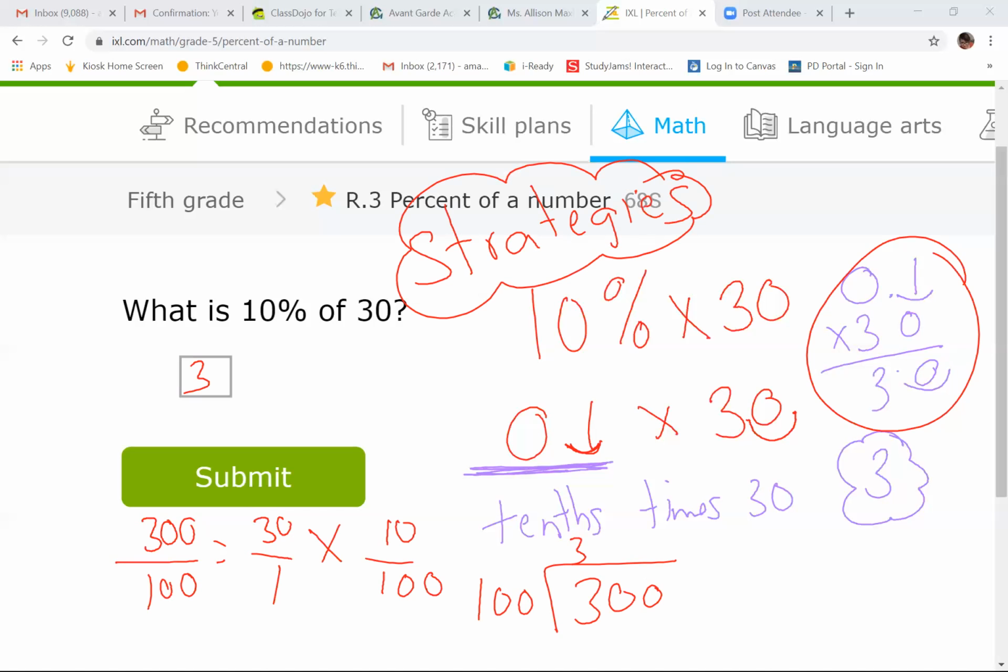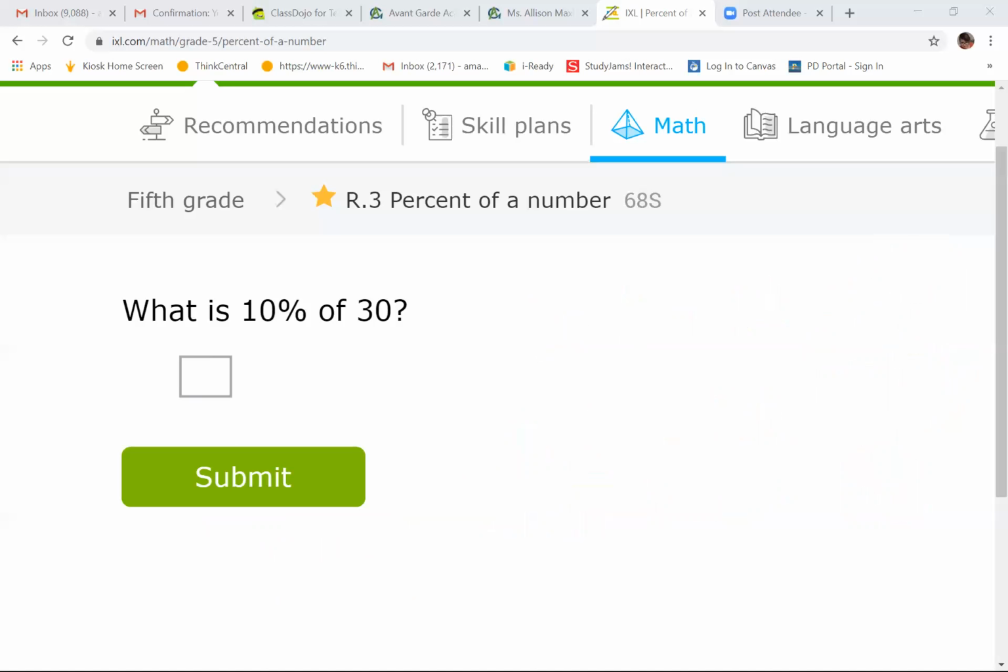All right. I want you to get busy practicing finding the fraction, finding the percent of another number. Because we know that percents are a fraction of a whole, right? And also a decimal, which is a fraction.